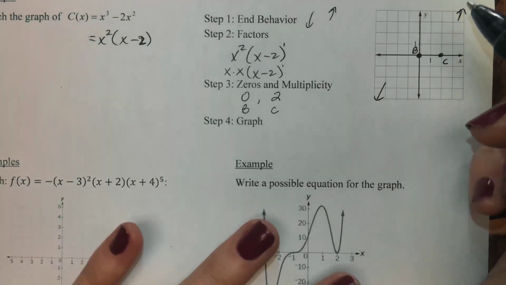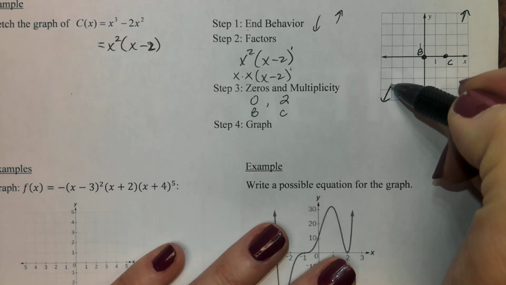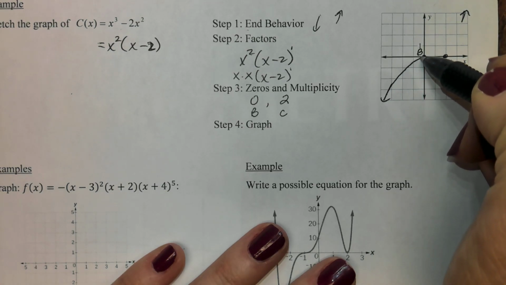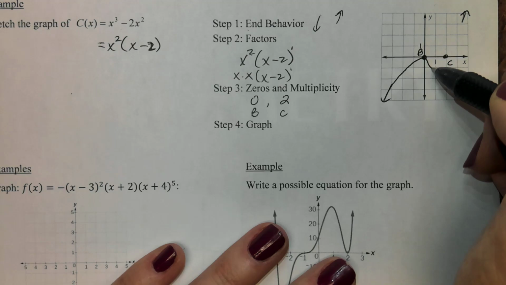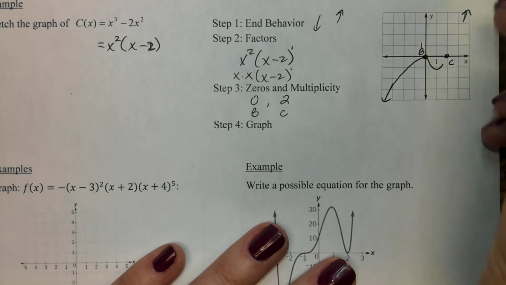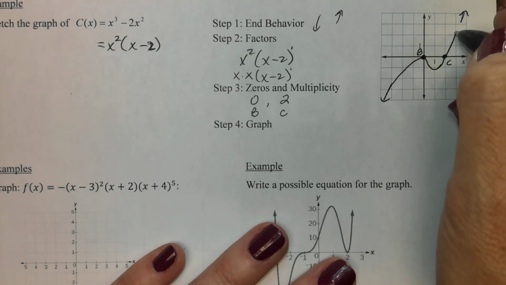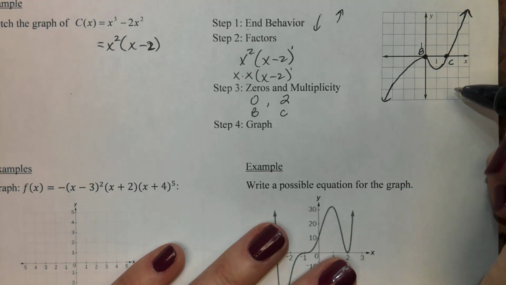So now as I attempt to connect them in order from left to right, as this graph comes up, I'm going to touch this 0 and bounce back. And then at some point I have to turn around to come back and get this guy. I got to hit that. So I got to go right through this x-intercept. So I'm going to go right through it and cross right through and pick up my other arrow.